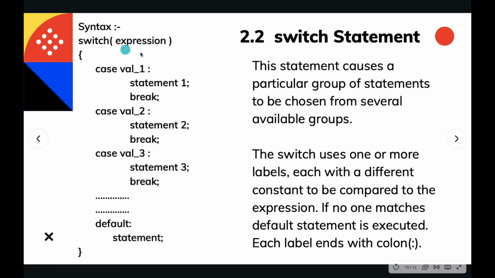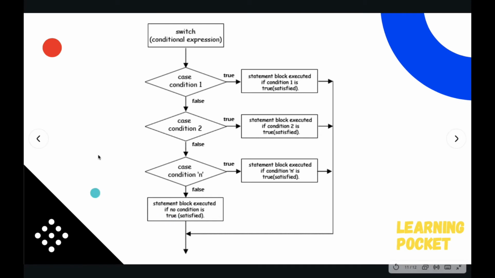It first calculates the expression's result, and that result is compared with the constants given in the cases. Whichever constant is identical, for example if val2 comes out to be the result of the expression, statement 2 gets executed, and the compiler goes out of the switch itself. If none of the constants matches the result of the expression, then the default statement gets executed. And you can see the flow chart here itself.